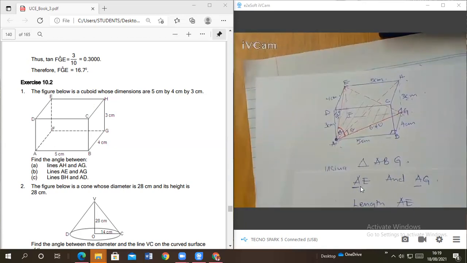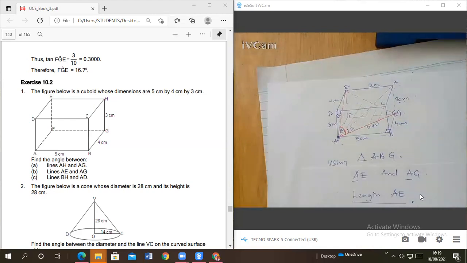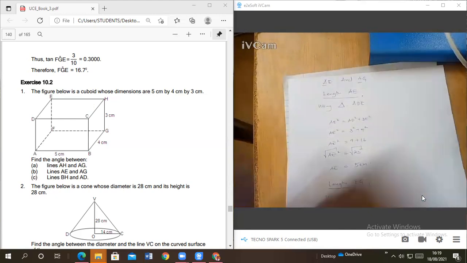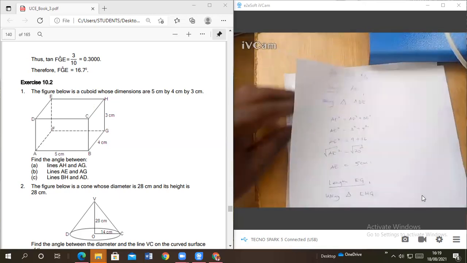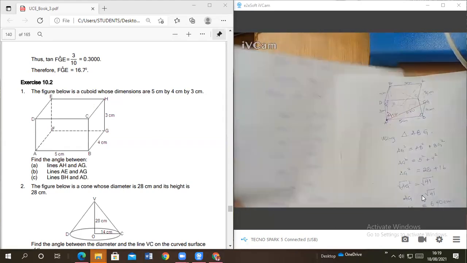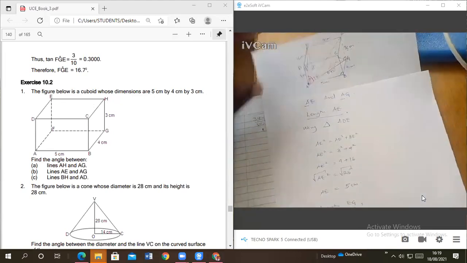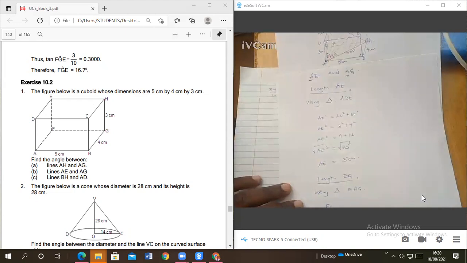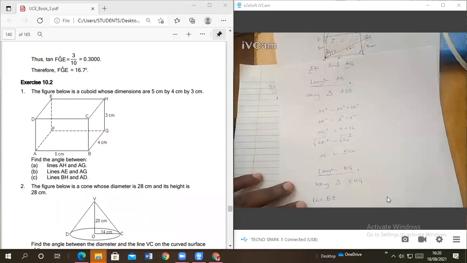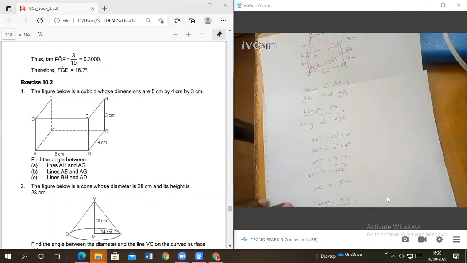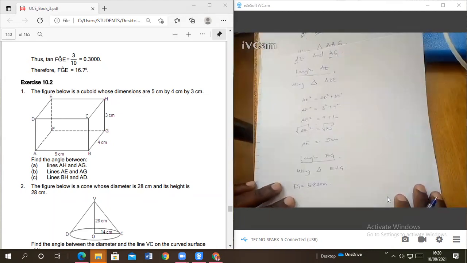So what is the answer of the length EG? EG is equal to 5.83 centimeters. Okay. Let me first prove it and we see whether what you did was right.